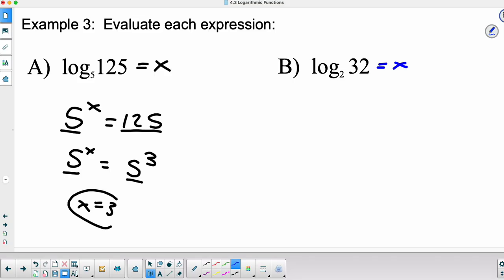Gabe, as an exponent, what's this as an exponent? What's this as an exponent? 2 to the x equals 32.